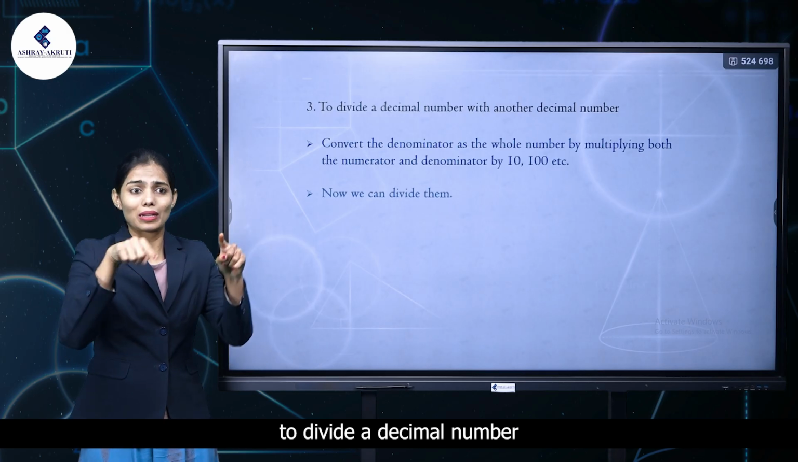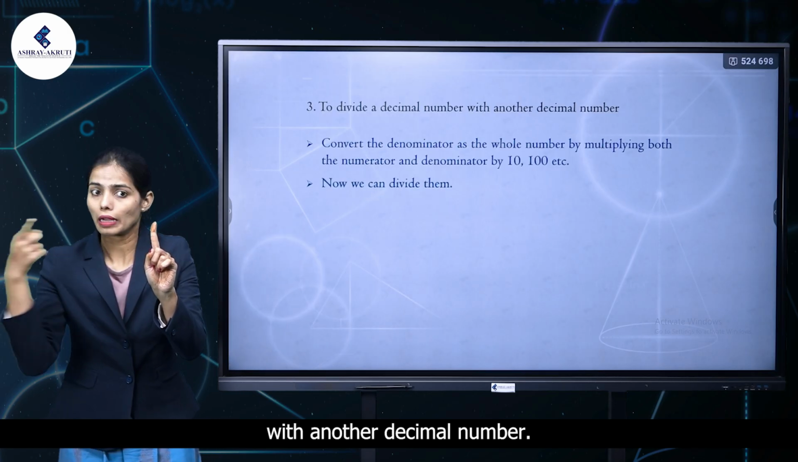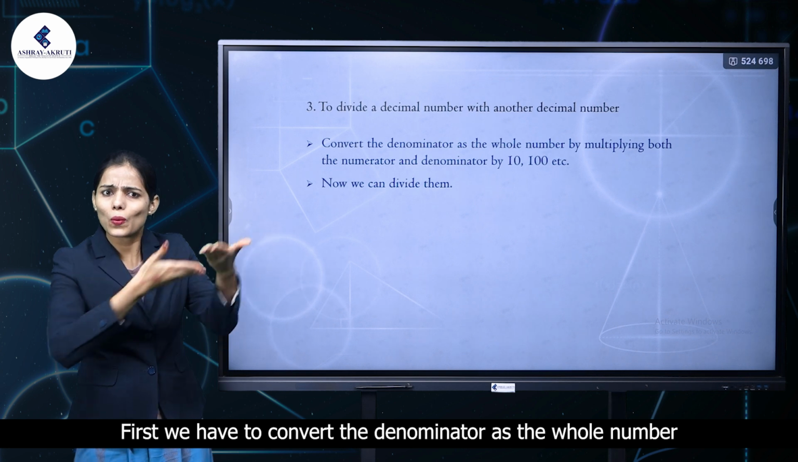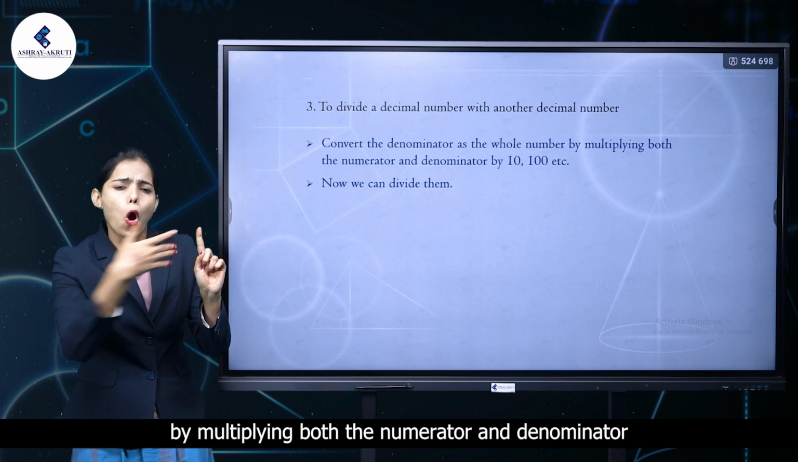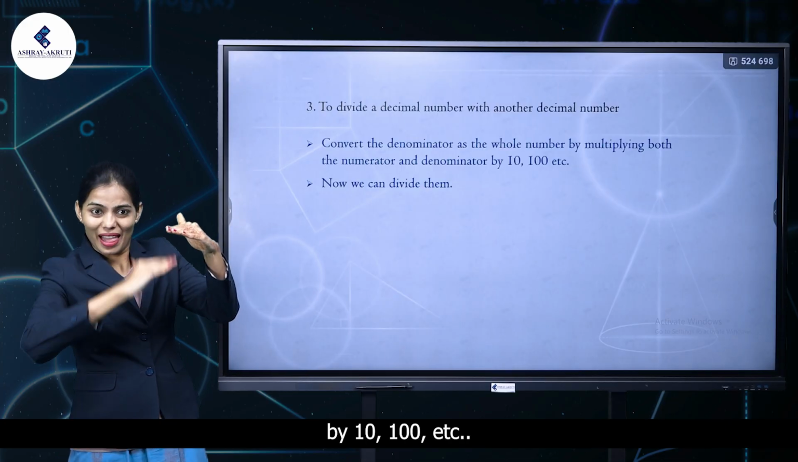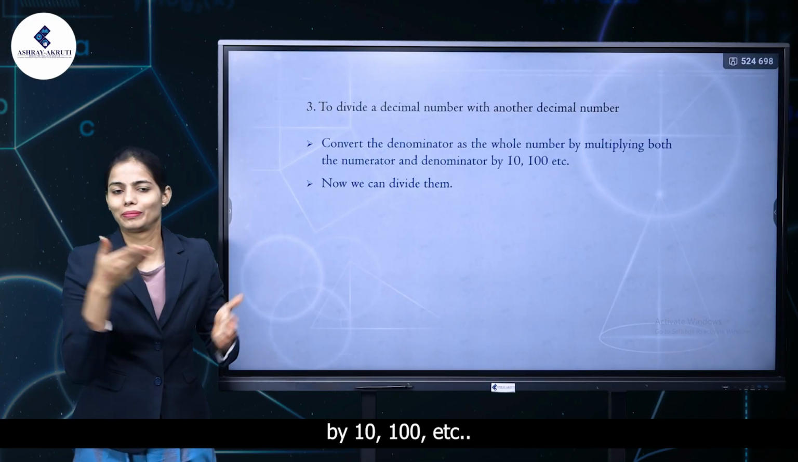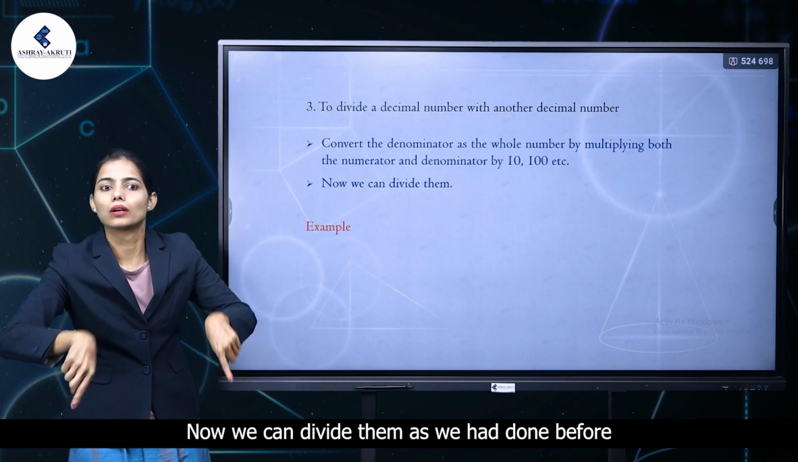To divide a decimal number by another decimal number, first we have to convert the denominator into a whole number by multiplying both the numerator and denominator by 10, 100, etc. Now we can divide them as we had done before.